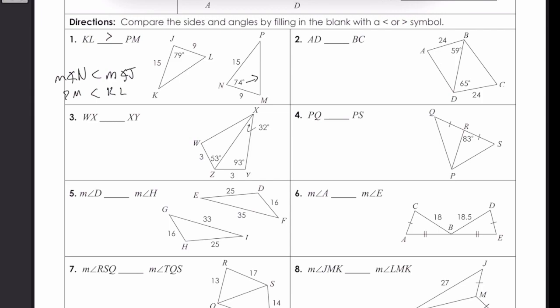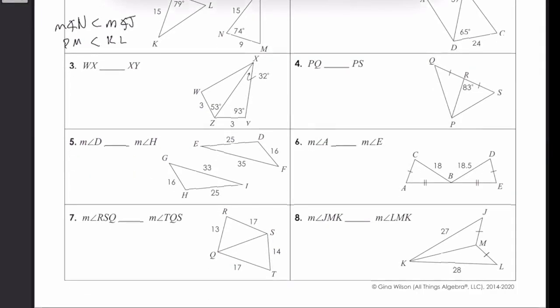So now let's take a moment. We said BC was bigger. I erased it by accident. Take a moment to do the next few, 3 through 8.